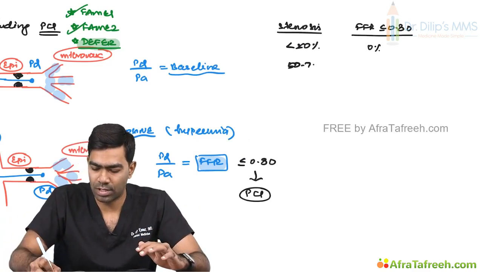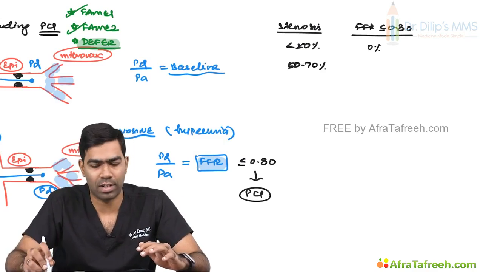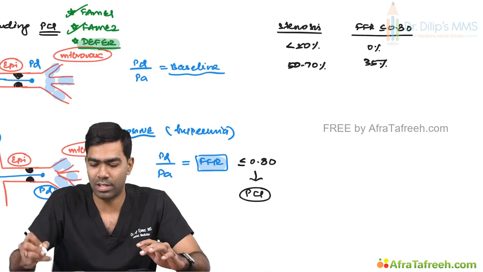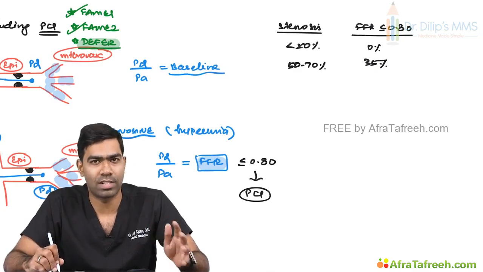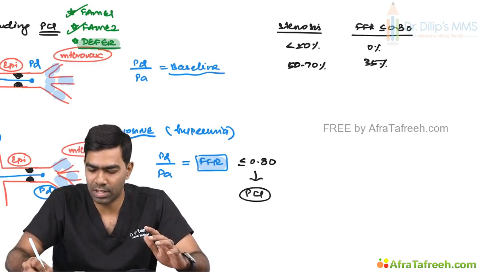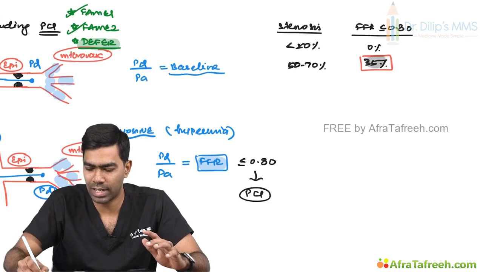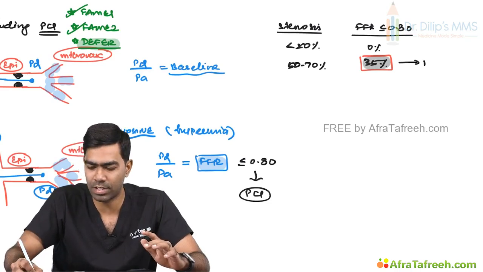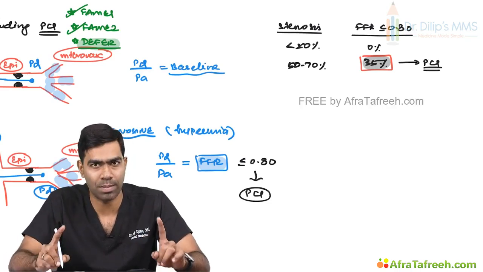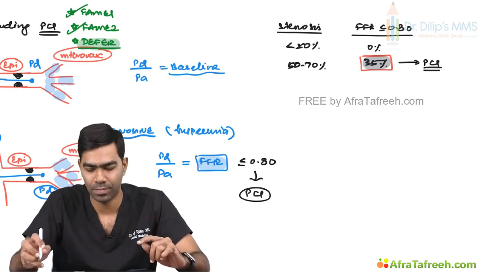If the stenosis is in the range of 50 to 70%, 35% tend to have an FFR of less than 0.80, which means it doesn't mean that if the stenosis is less than 70%, you should not do a PCI. Still, they can be functionally significant. Still, these patients will be taken for PCI. That underscores the importance of FFR.